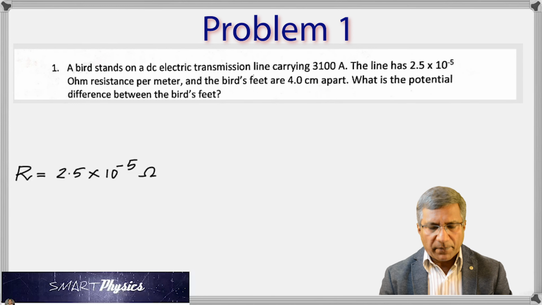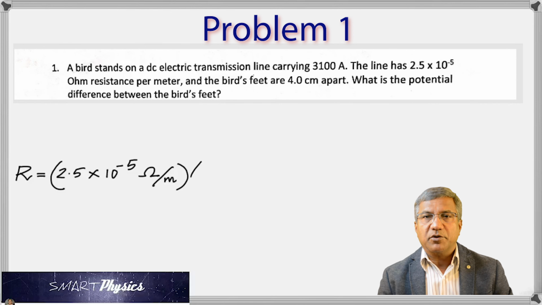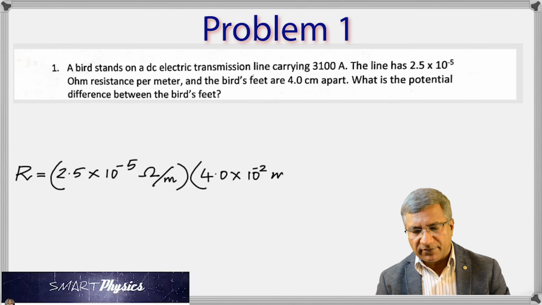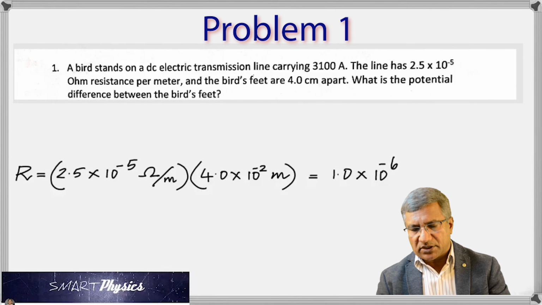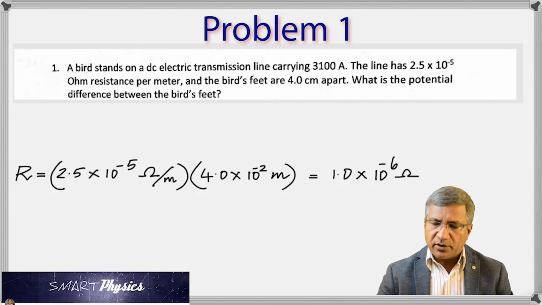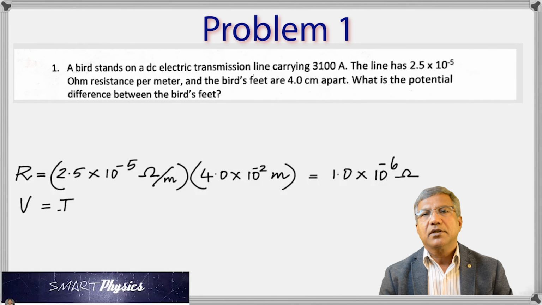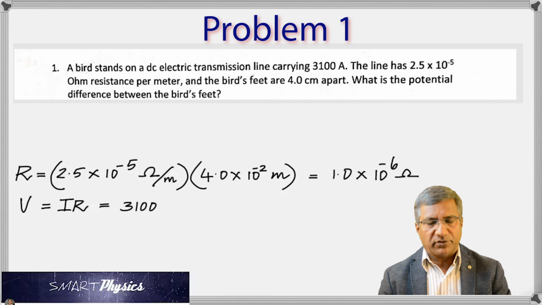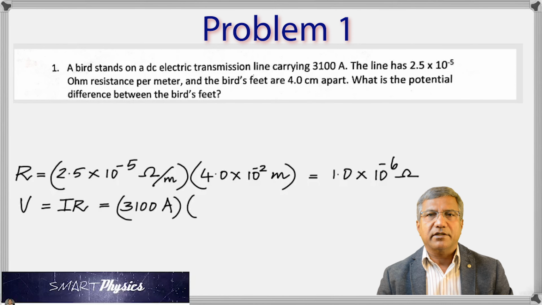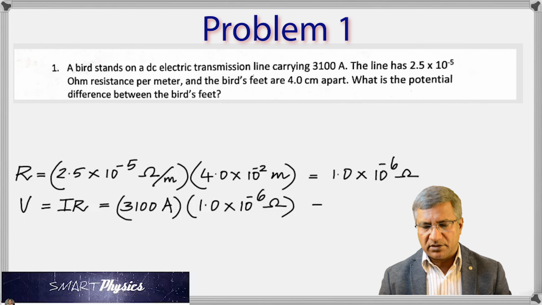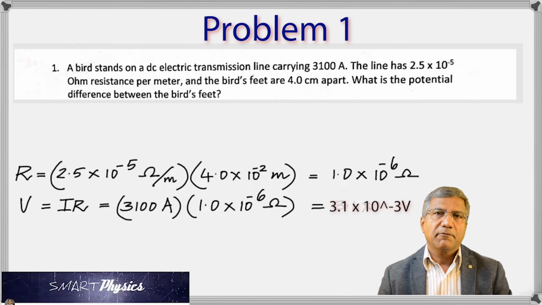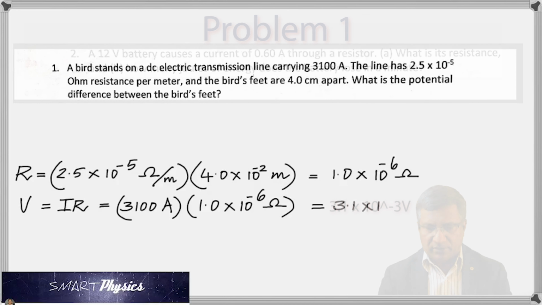So here it is, resistance per meter multiplied by 4 times 10 to the negative 2 meter, which is 4 centimeter, gives us the resistance. And then once we get the resistance, you calculate the voltage by taking the product of the current with that resistance. The current is high, it's 3100 ampere, so multiply it with the resistance and you get the voltage. That's a simple question to begin with.